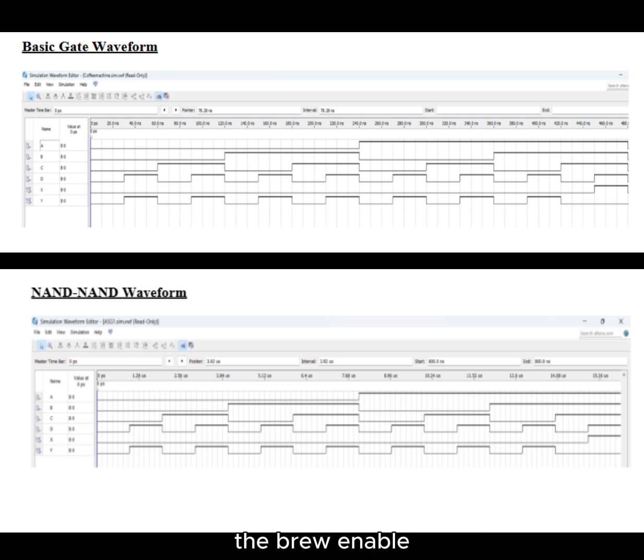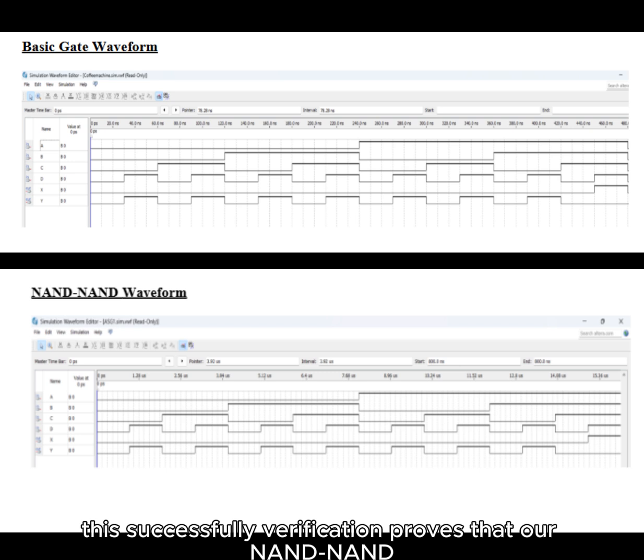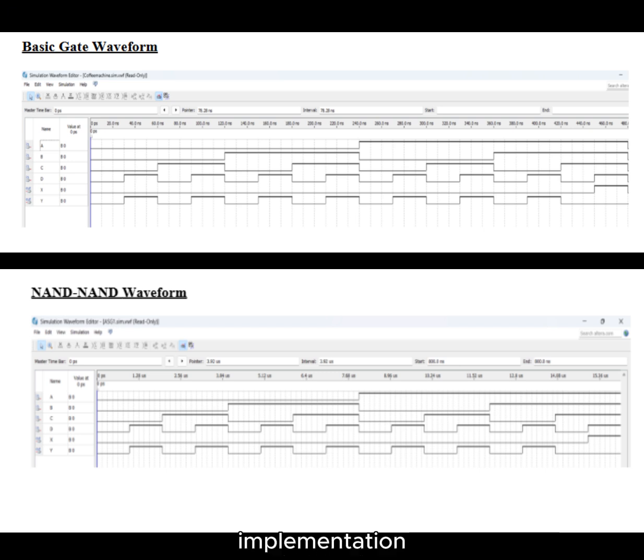The brew enable X only goes high when all 4 inputs are high, and the error indicator Y is correctly activated whenever the start button is pressed without a cup, water or beans. This successful verification proves that our NAND implementation is a robust and efficient hardware equivalent of our original logic.